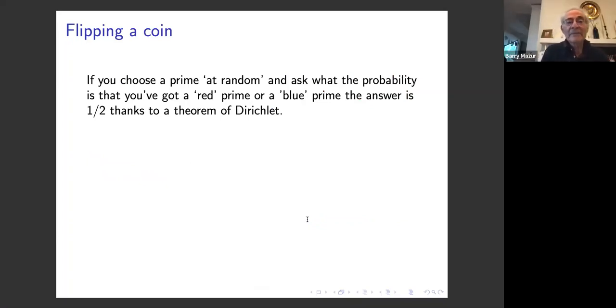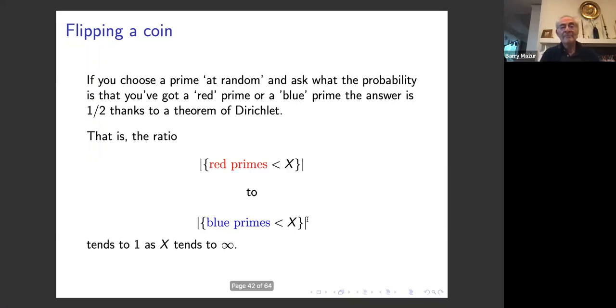If you flip a coin and you choose a prime at random and ask, what's the probability that you've got a prime congruent to -1 mod 4 or +1 mod 4? The answer is a half, and that's a theorem of Dirichlet. In fact, more specifically, one can say the ratio of the number of red primes less than x to the number of blue primes less than x, that ratio tends to 1 as x tends to infinity.